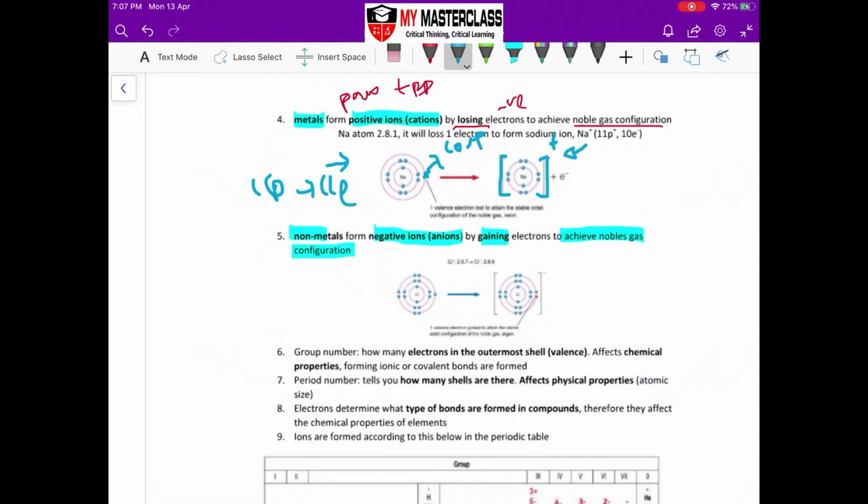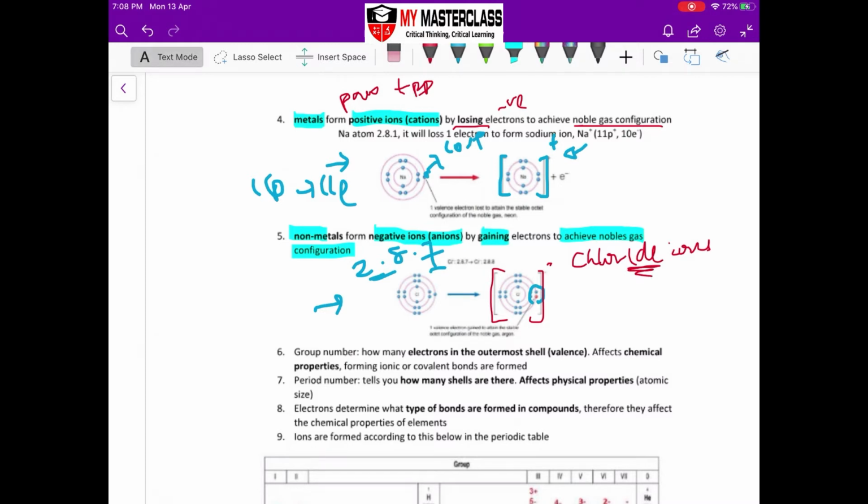Non-metals will gain. If you look at your chlorine, element number 17, 17 electrons, so the configuration is 2,8,7, 10 plus 7, so 17 electrons. But it's trying to achieve the noble gas configuration of 2,8,8, so it will gain 1 electron over here, the red one. When it gains 1 electron, put the square bracket, it develops a charge of -1. This is your chloride ion. When your non-metal gains electrons, the name changes to -ide.